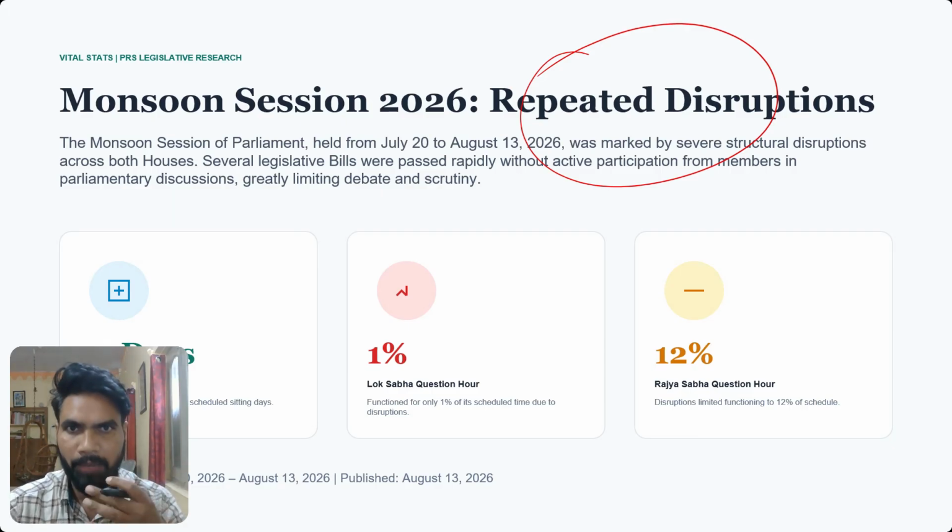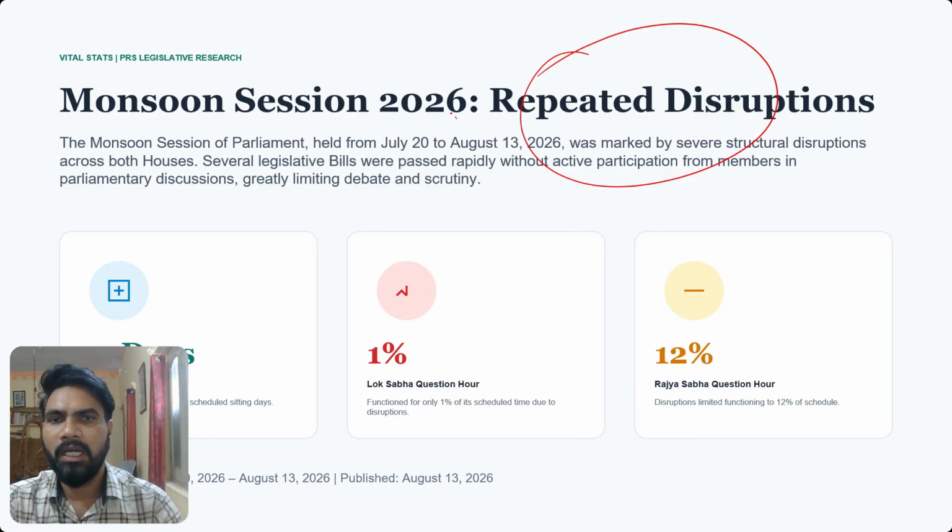When the 2G scam and coal scam took place, and when the Nirbhaya incident happened, the sessions of the house were repeatedly disrupted like anything. It's not new, but if you see the past five or six sessions of parliament, this type of unprecedented disruption has not been seen. Why? The reasons are there: government exam paper leaks and many other problems. Because of that, repeated disruptions have been seen.